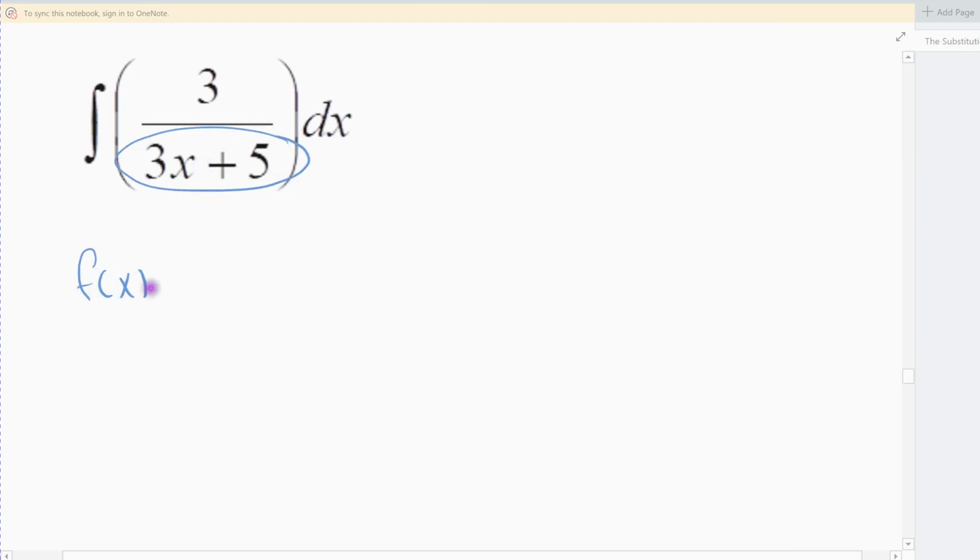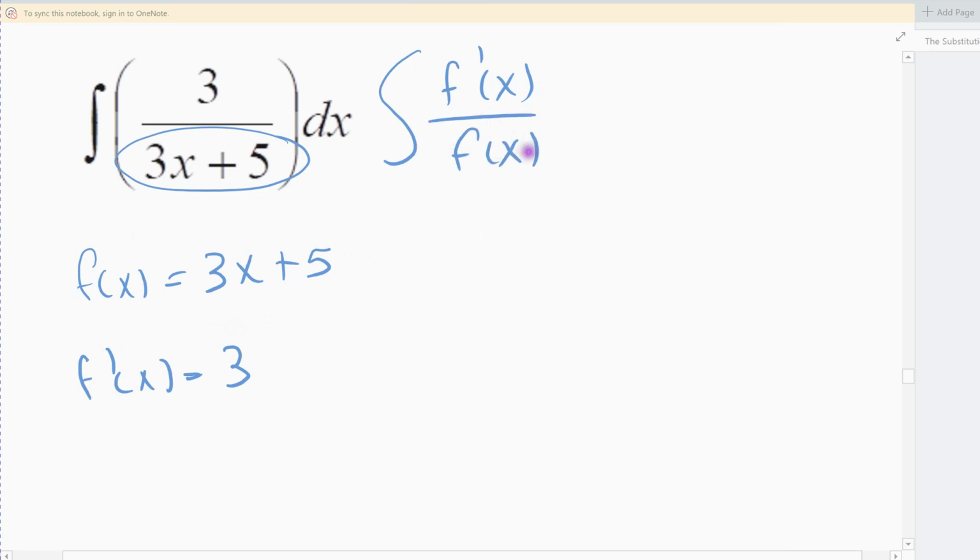let that be f of x. Alright, 3x plus 5. I find the derivative of that. Well, the derivative of 3x is 3, the 5 will 0 out, and so it does check. It is the derivative up top of the function in the bottom. And so as soon as I can recognize that it's that ratio, well, the only rule that works is the logarithm. And so it's the natural log.